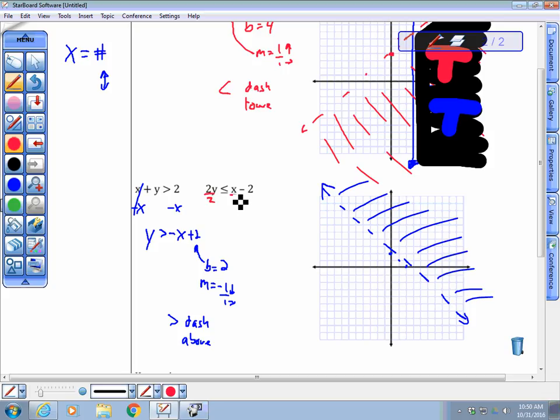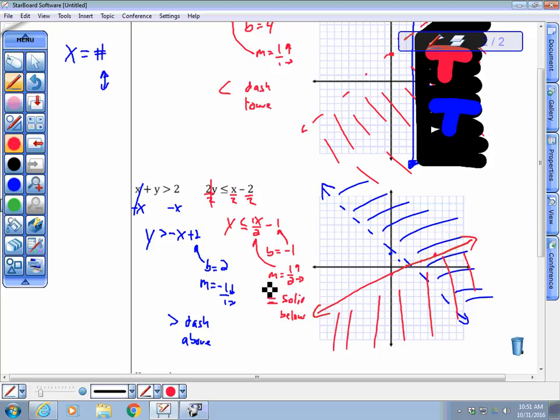And this last one, divide everything by 2. So y will be less than or equal to x over 2, or 1/2 x, minus 1. So the b value is -1, and the m value is 1/2, meaning up 1, right 2. So start at -1, go up 1, right 2, up 1, right 2, up 1, right 2. Connect those with a solid line because of the equal to, and it will be below. So make that a solid line and shade below, like so.